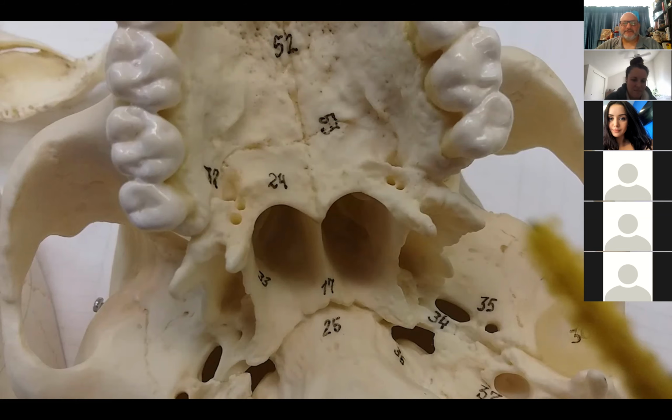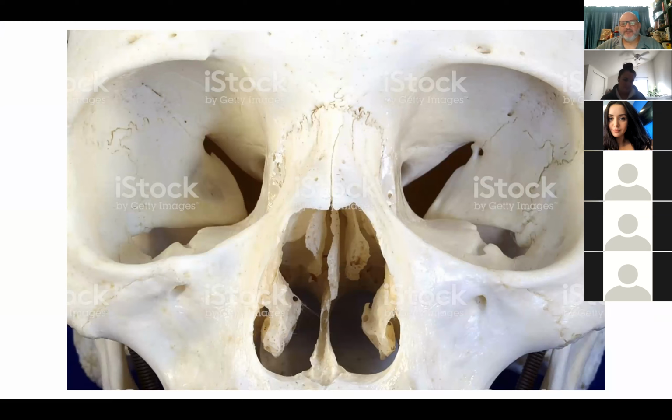The nasal septum. Excellent. Nasal septum. Bony structure that divides the nasal cavity in half, right? Unless you've been snorting massive amounts of cocaine, you cannot put a handkerchief up one nostril and pull it out the other one. I mean, I guess nowadays you can because people have piercings and you could put it through the hole of the piercing. But back in my days, the only way you could do it is if you snorted a lot of cocaine.